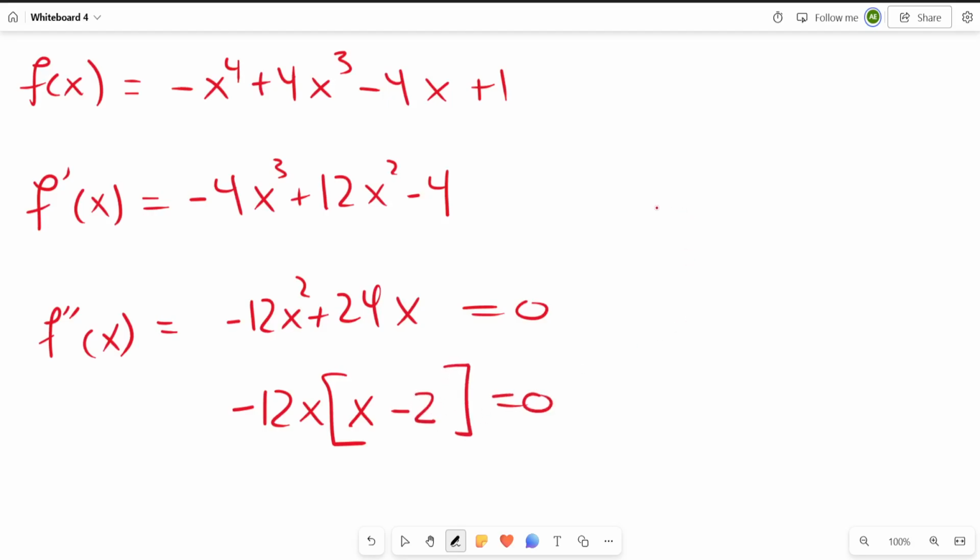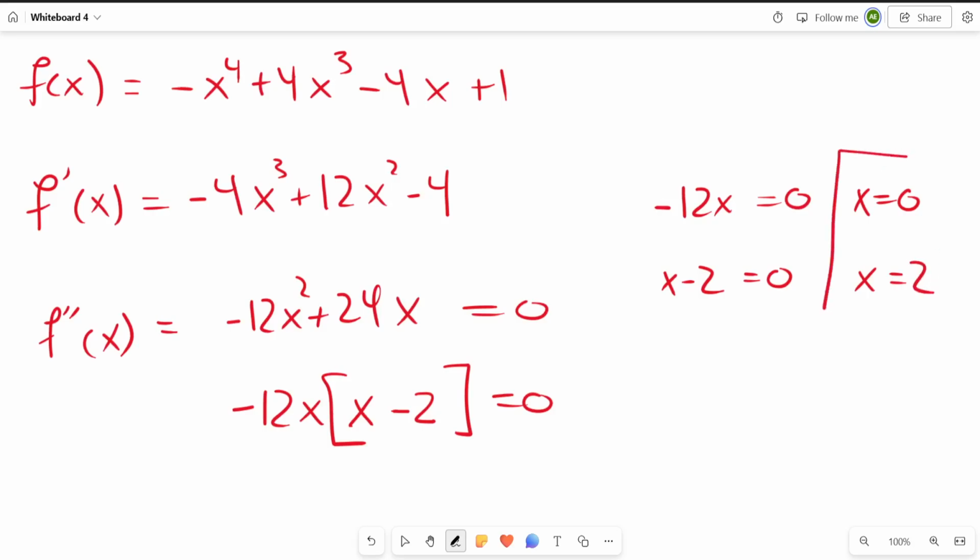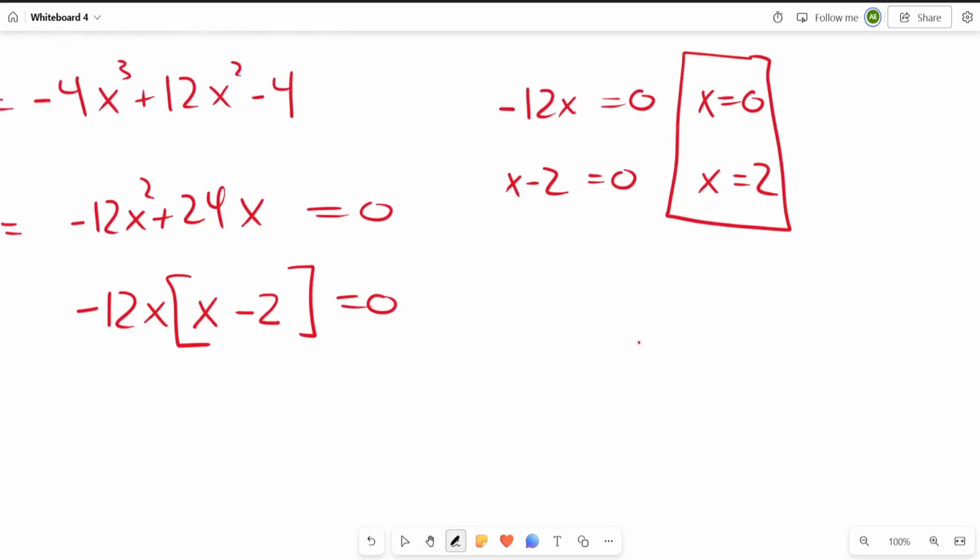So I have two solutions: when -12x equals 0, and I know that will give me an x of 0, and when x minus 2 equals 0, and that will give me an x of 2. So these are my two inflection points. So right now I have two inflection points over here. So let's draw the number lines and put on our x's. So this is x equals 0. This over here is x equals 2. And let's test the second derivative in each interval.